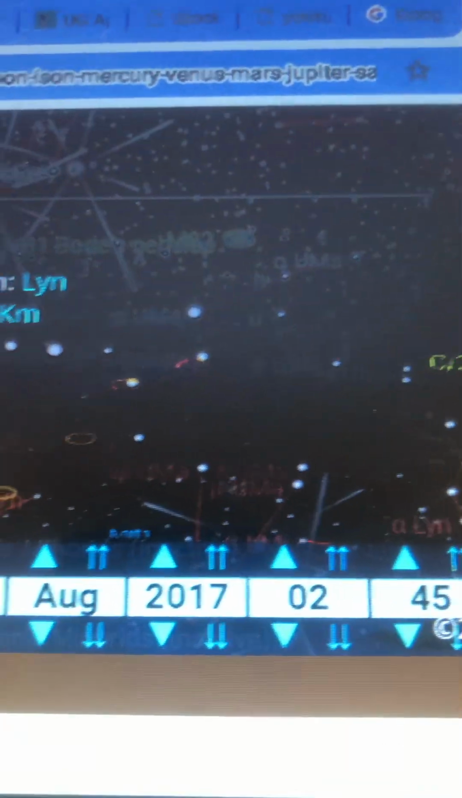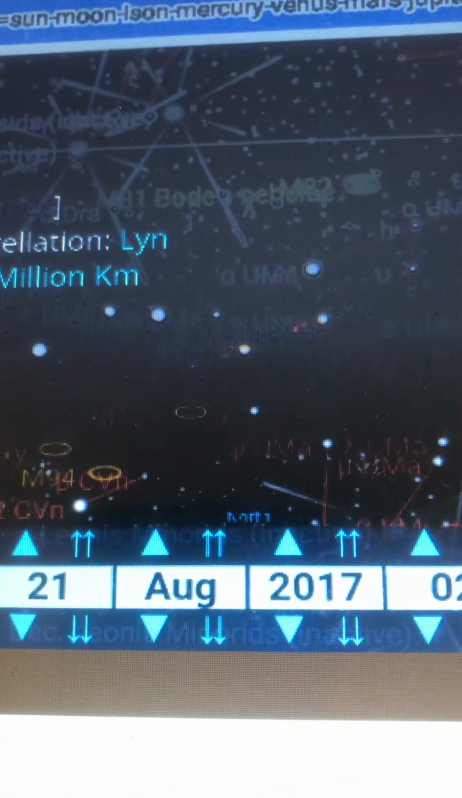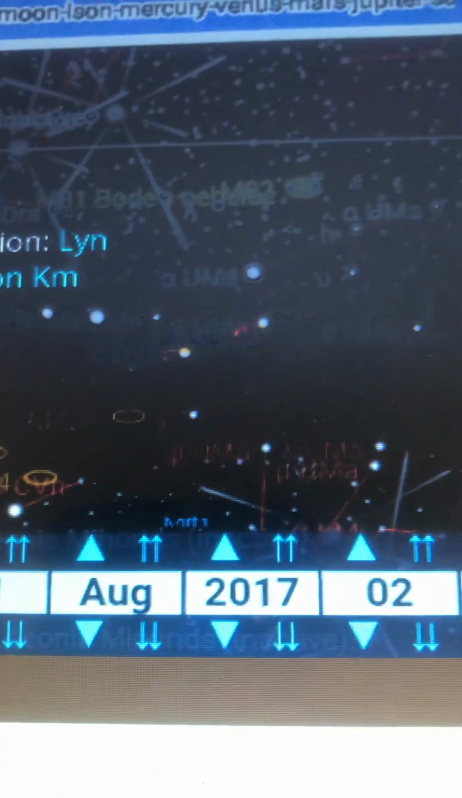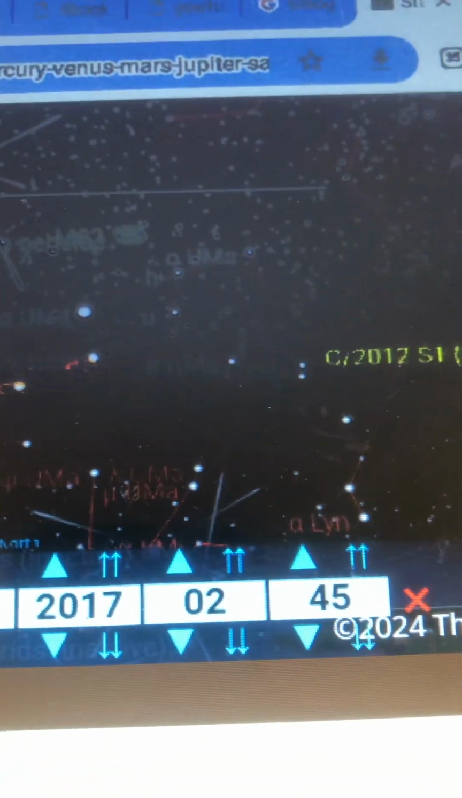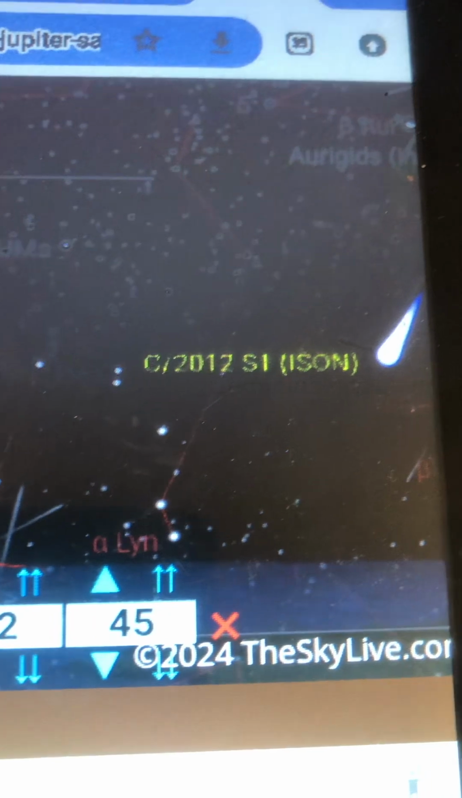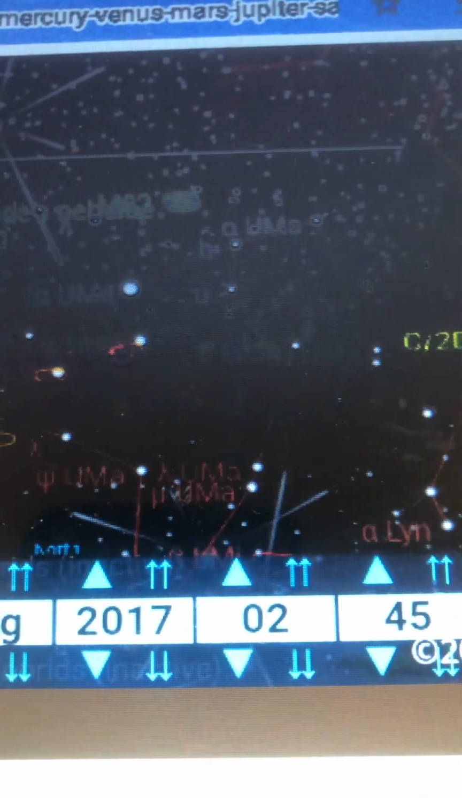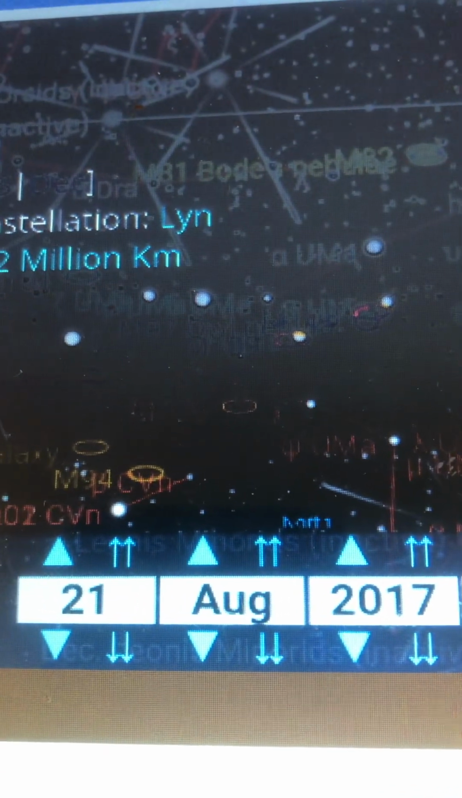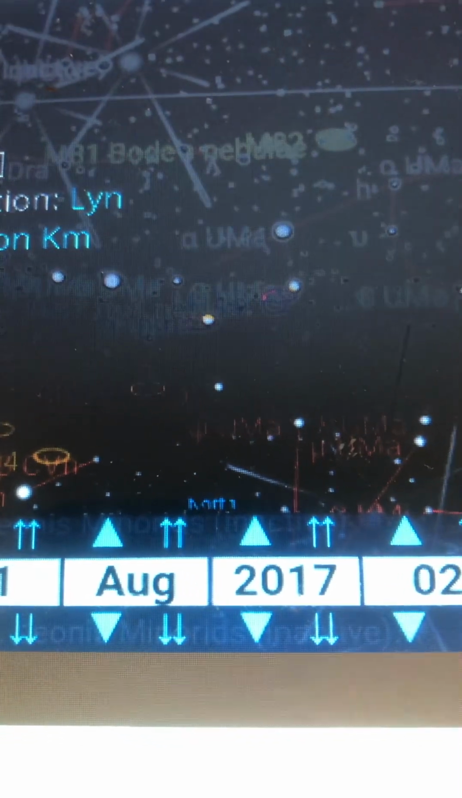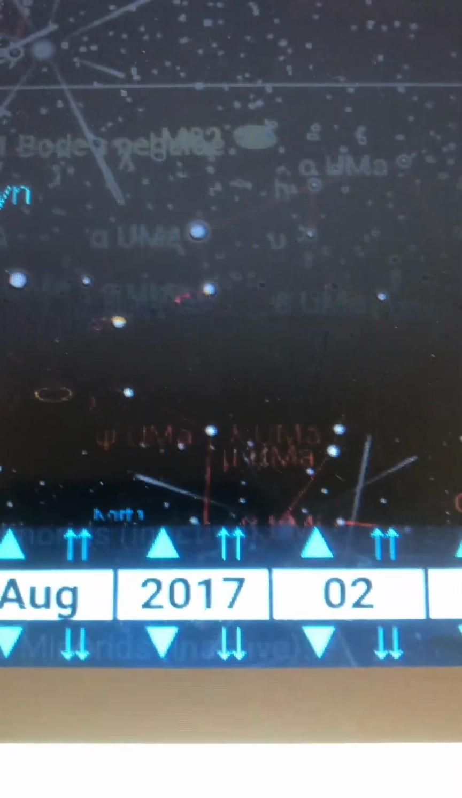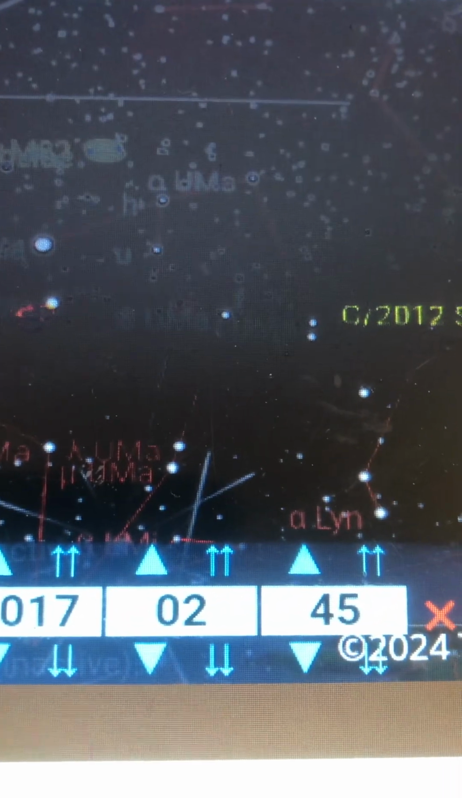Okay, look, we're gonna take an in-depth look at why we're having these eclipses. We're gonna first look at the first eclipse from August 21st, 2017 at 2:45 UTC time.